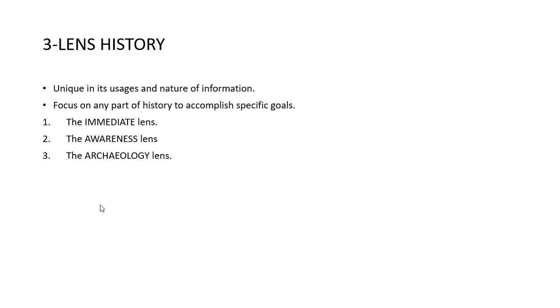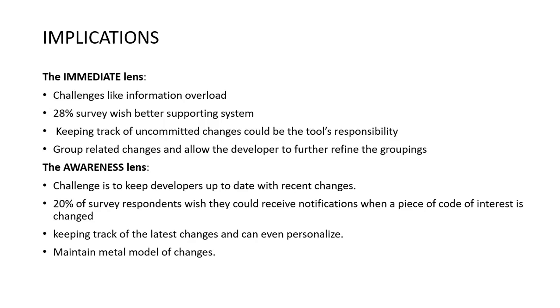Based on the age of changes, developers will have different needs of history to focus on. So they propose three lens models: immediate lens, awareness lens, and archaeology lens. The immediate lens is proposed to overcome the challenges of information overload, to keep track of the uncommitted changes and group related changes, and allow the developers to refine grouped changes. 25% of survey respondents wish for this support.